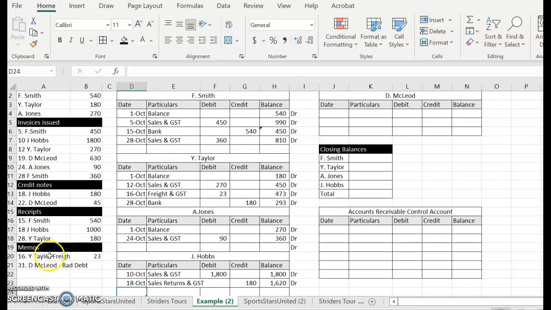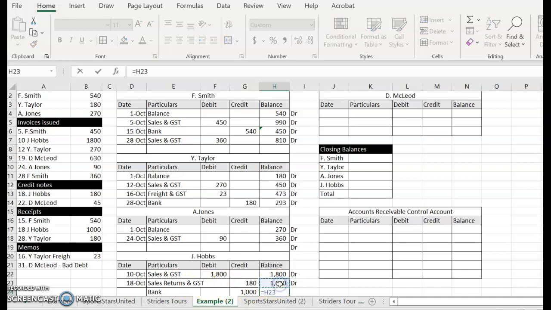And this one here we're looking at J. Hobbs. They've paid some money too, so on the 18th we'll put bank there. And again, that will decrease how much they've owed. So we'll go 1620 minus what they owed. Again, a debit balance.